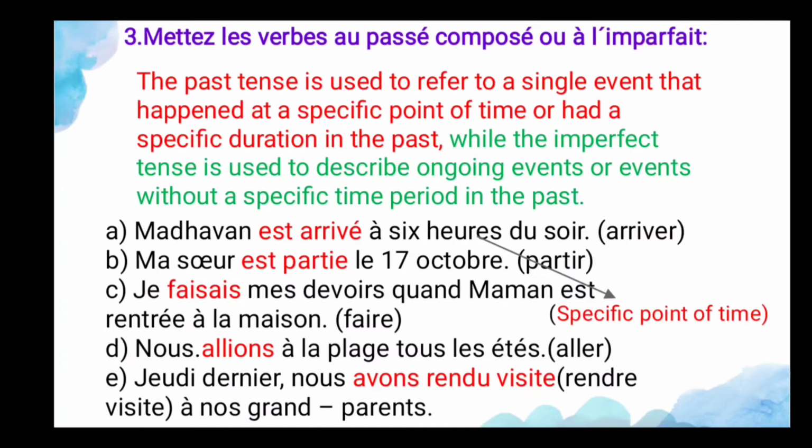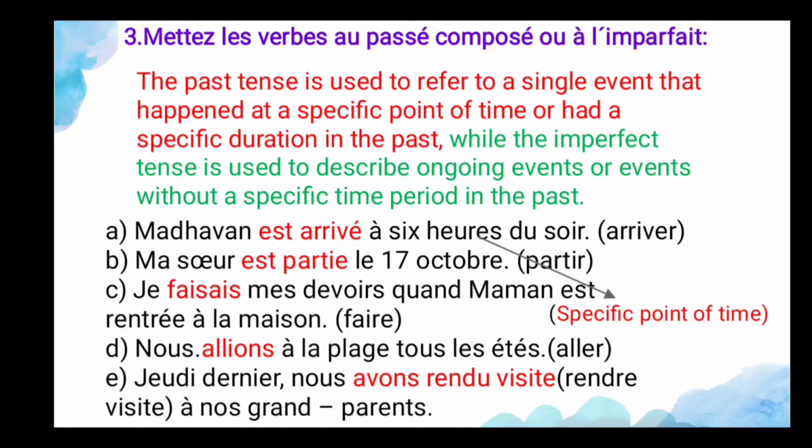And next, nous dash à la plage tous les étés. Tous les étés refers to what? A habitual action. For a habitual action you have to use the imperfect only. So the verb is aller. What is the answer? Nous allions à la plage tous les étés. So we used to go to the beach every summer.